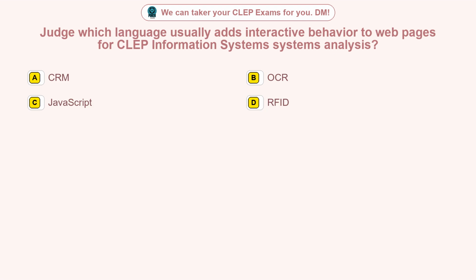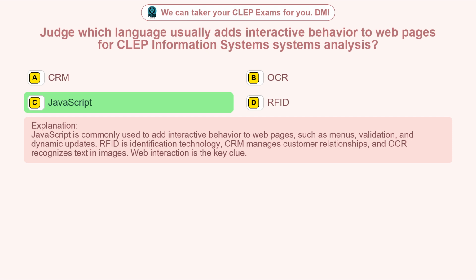Question 36. Judge which language usually adds interactive behavior to web pages for CLEP Information Systems analysis. Option A. CRM. Option B. OCR. Option C. JavaScript. Option D. RFID. The correct answer is option C. JavaScript. JavaScript is commonly used to add interactive behavior to web pages, such as menus, validation, and dynamic updates.